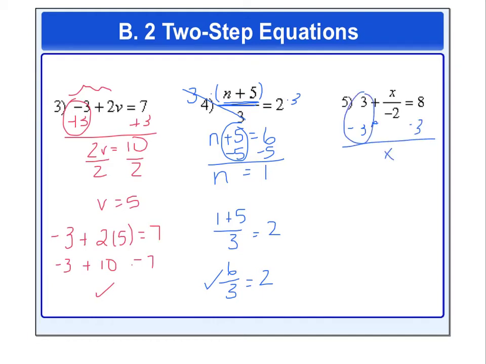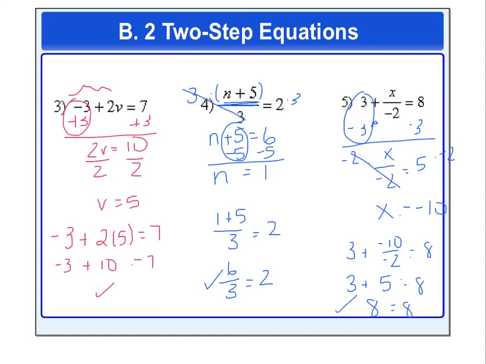We're left with x over negative 2 equaling 5. To get rid of the division, we'll multiply by negative 2. And x equals negative 10. Check our work. 3 plus negative 10 over negative 2 equals 8. 3 plus negative 10 over negative 2 is a positive 5. And it does equal 8, so we know it works out.